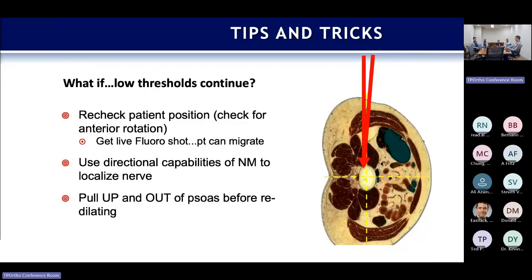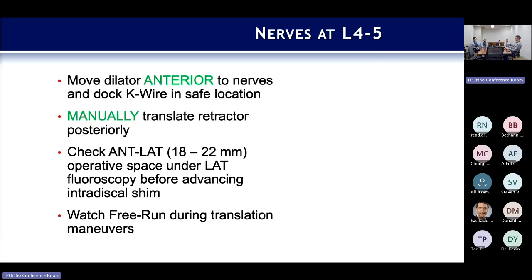So what if the thresholds are low? You want to always check the patient positioning, make sure you are where you think you are. So bringing X-ray can be a good thing. And then obviously use the directional capabilities, but you may need to pull up and out and redilate. It's not a big deal, but you may need a bigger cuff of psoas to take with you, because you may be too far posterior.